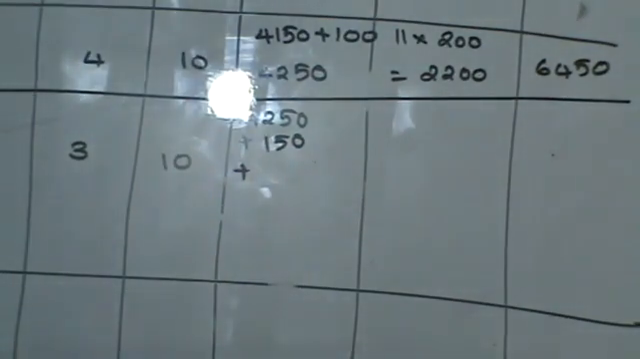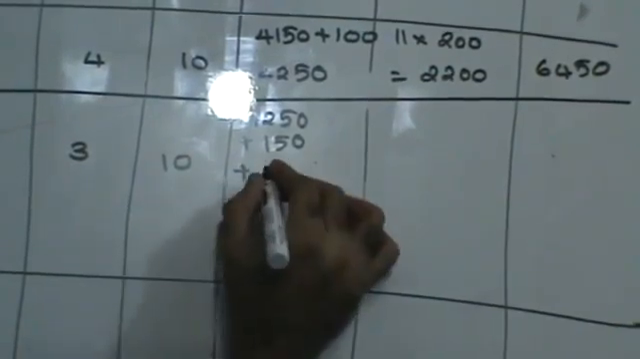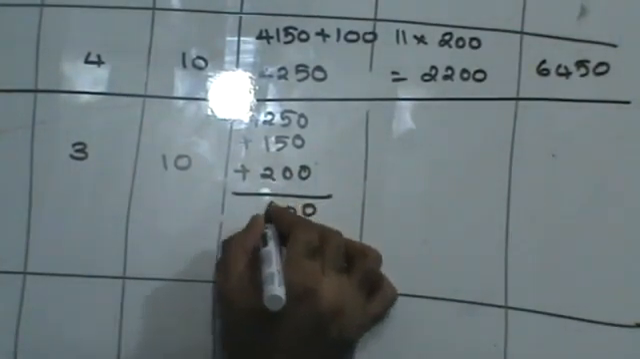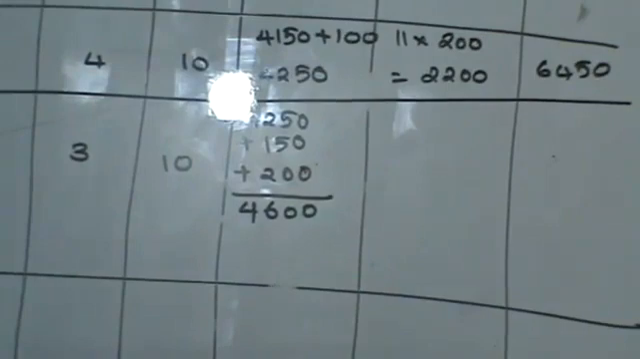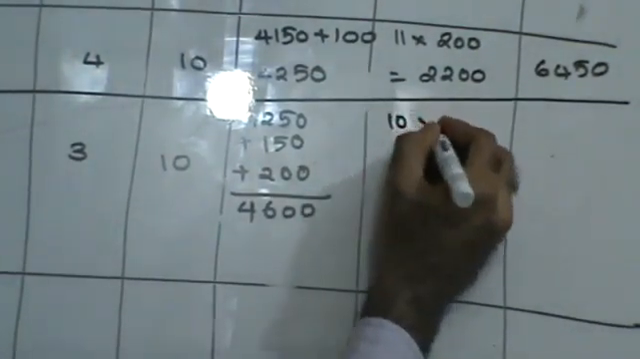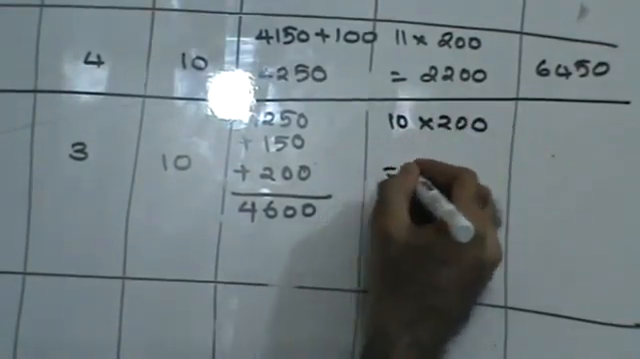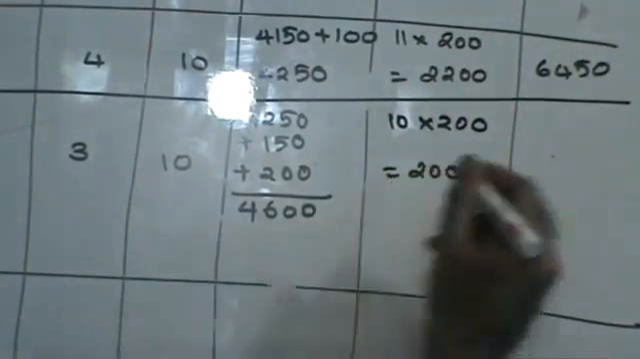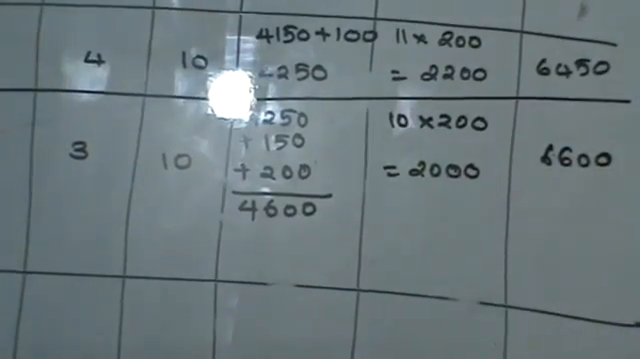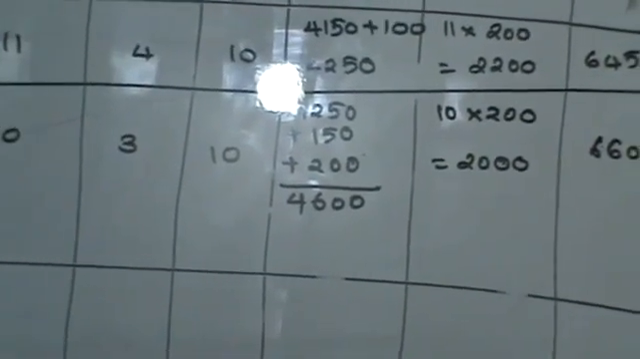Plus I have also crashed E. The crash cost of E is 200 rupees. So this is going to be 4600. Fine, do we get this in here? Now this is 10 days, 10 into 200, that is 2000. So this is going to be 6600. Fine, do we get this in here? So my third crashing is done.